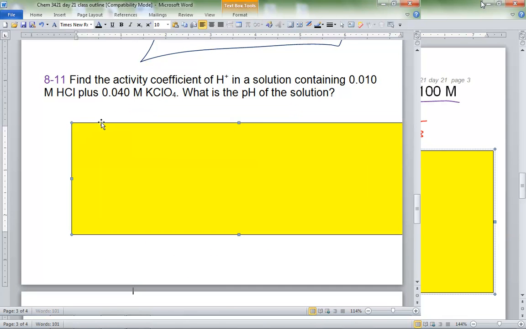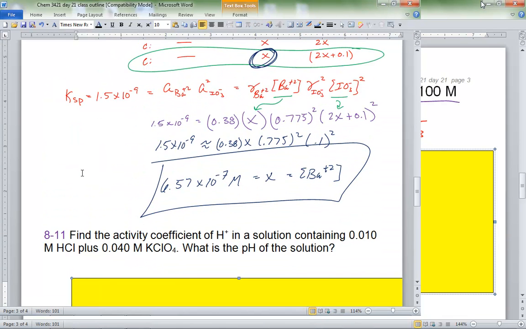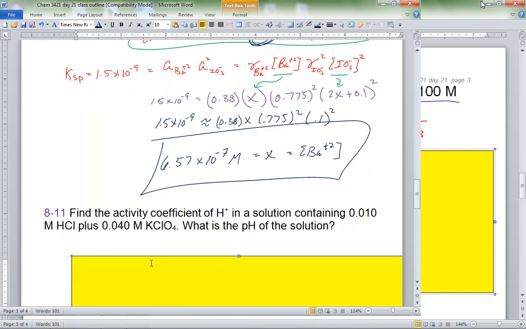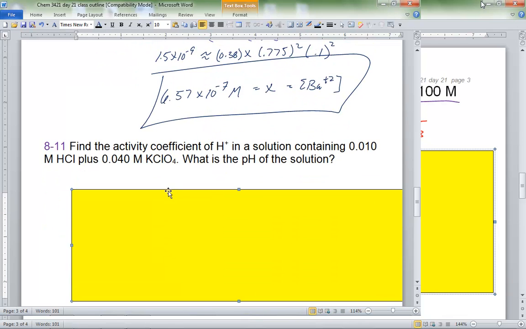Are you comfortable with it? Try this next one now. Find the activity coefficient of hydrogen ion in a solution containing 0.01 molar HCl plus 0.04 molar KClO4. Then what is the pH of the solution? Try that one.